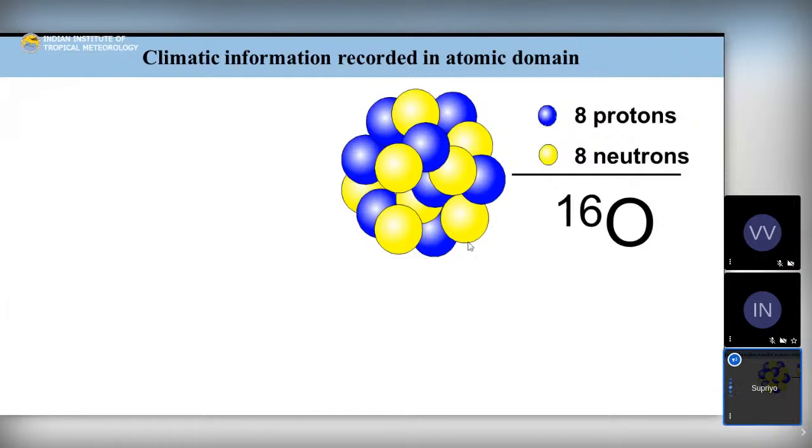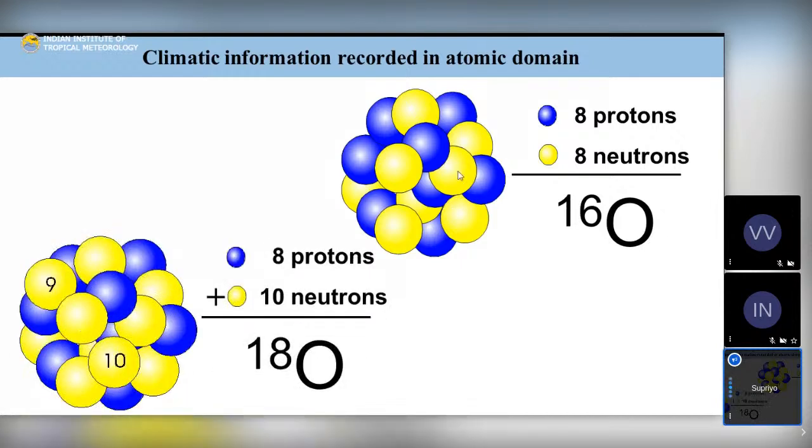Now I would like to discuss how we can use isotopic studies to infer climatic information. This is the basics of isotopes, where we see that the oxygen isotope consists of 8 protons and 8 neutrons, which makes mass about 16, oxygen-16. And there is another isotope which consists of 8 protons and 10 neutrons. So in this case, mass is slightly higher, 18O.